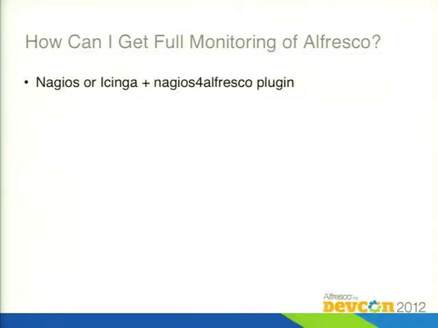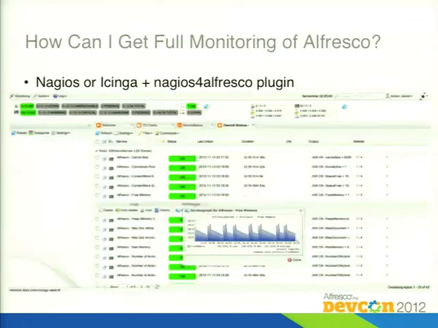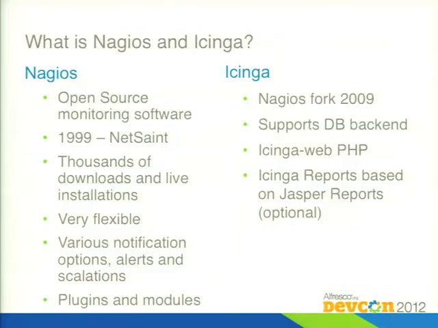The important thing is to get this kind of information from Alfresco with Nagios and the Nagios plugin, to get the historic information, just to make the right decisions in terms of scalability, vertical and horizontal scalability. What is Nagios or Icinga?